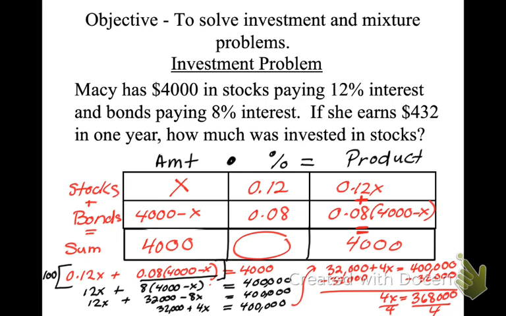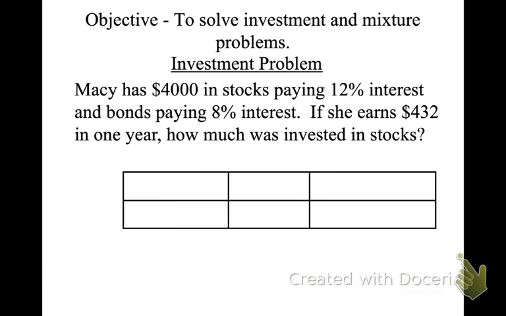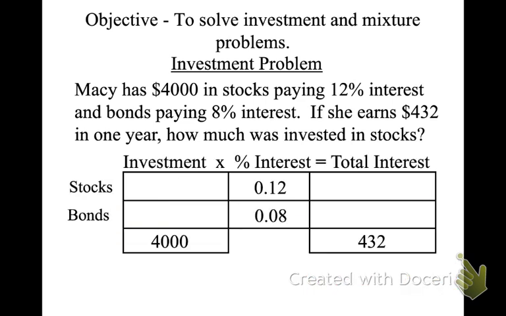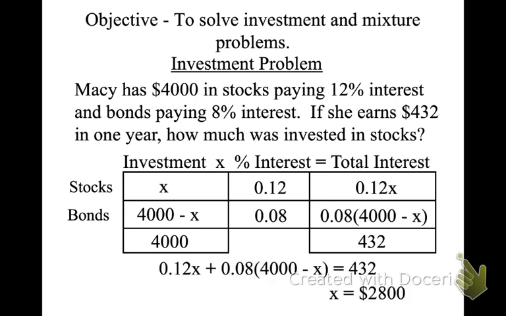Is it 92,000? Did I get it right? Let's check my... I don't remember that. You put 4,000 instead of 432. Oh, that's why. Okay, there we go. Sorry.